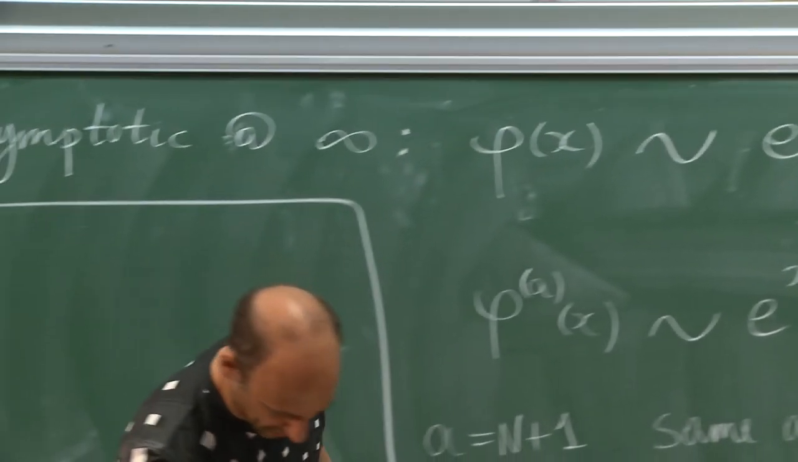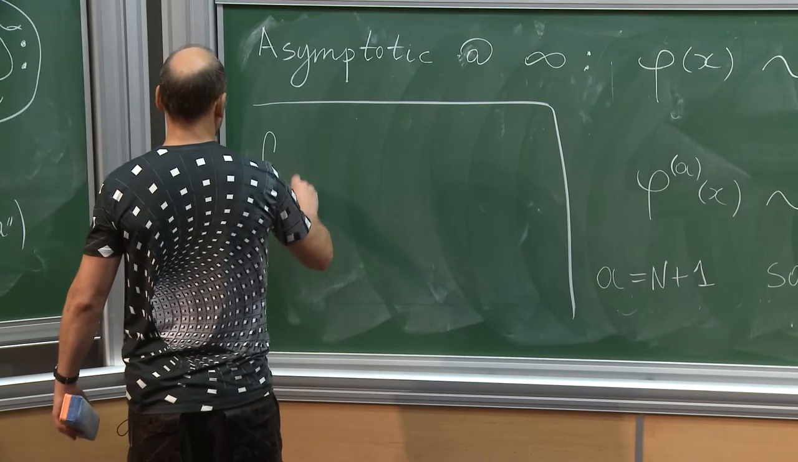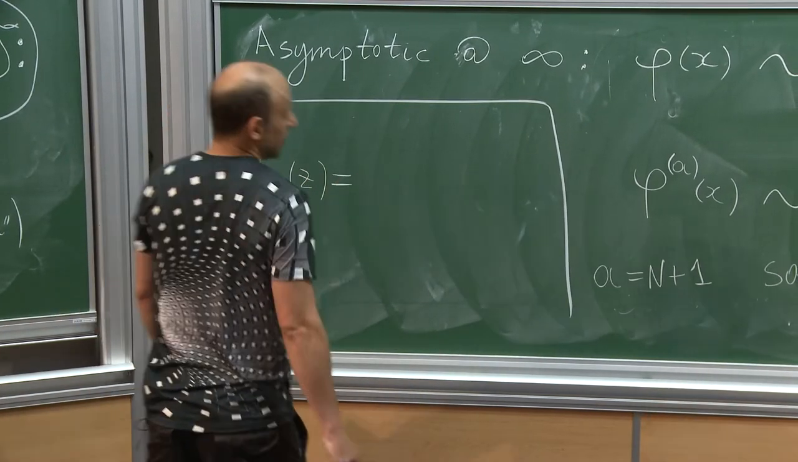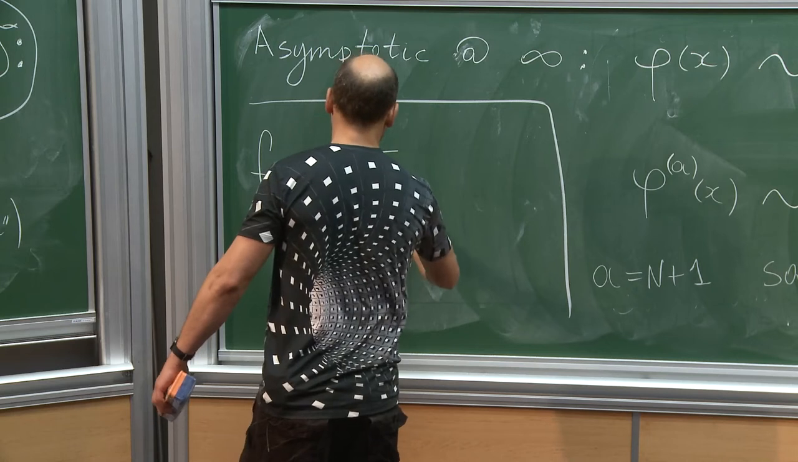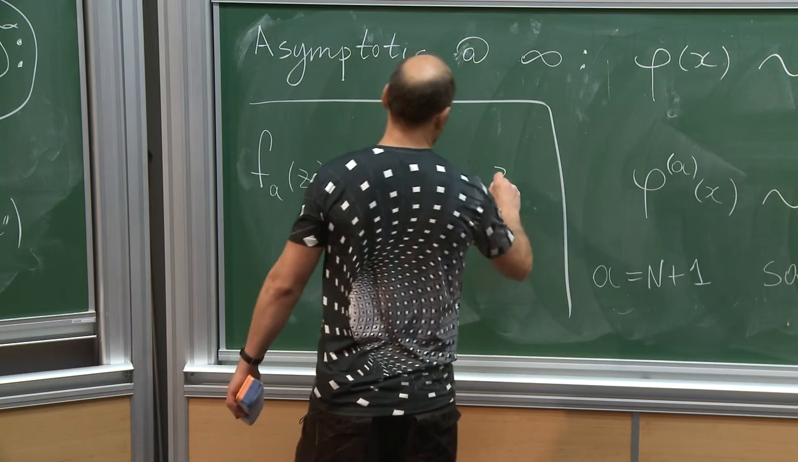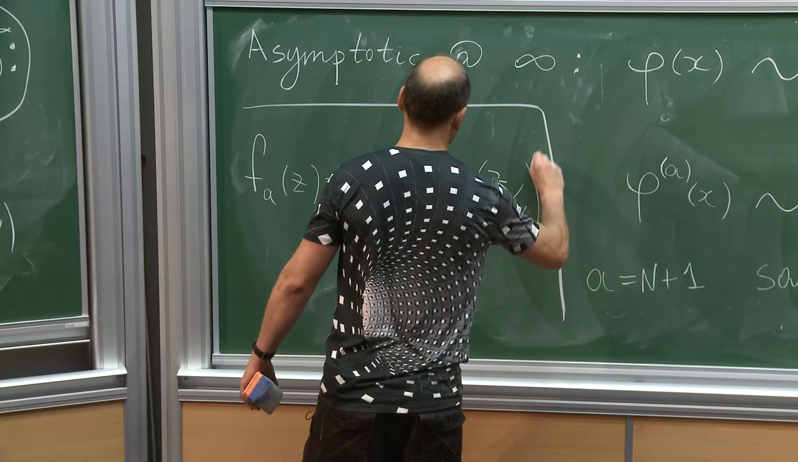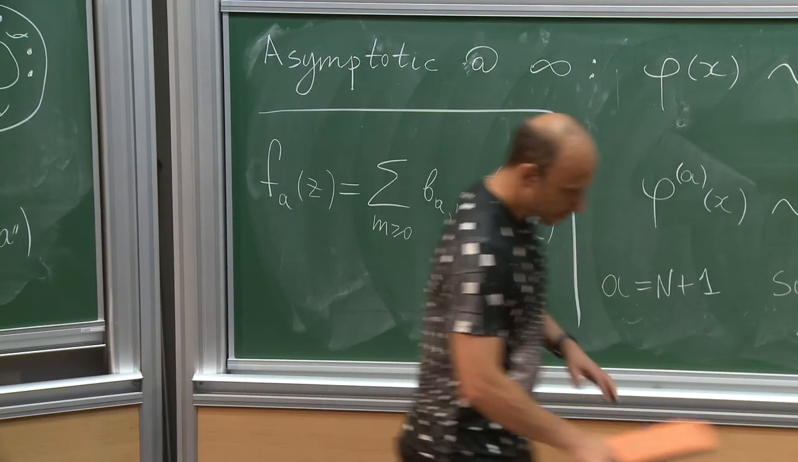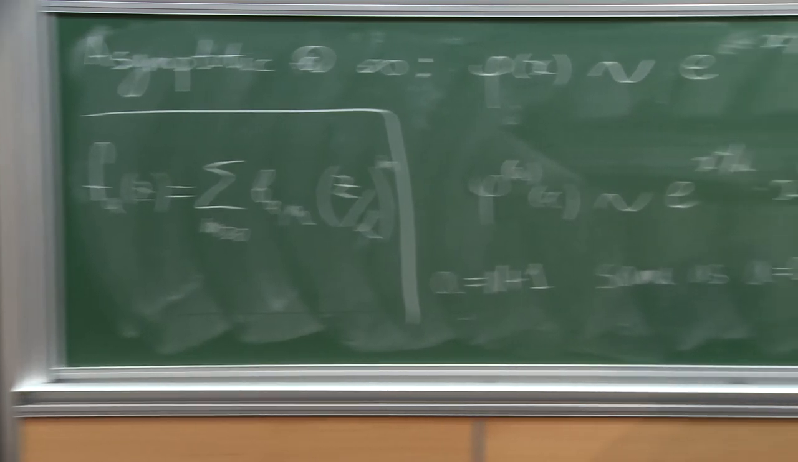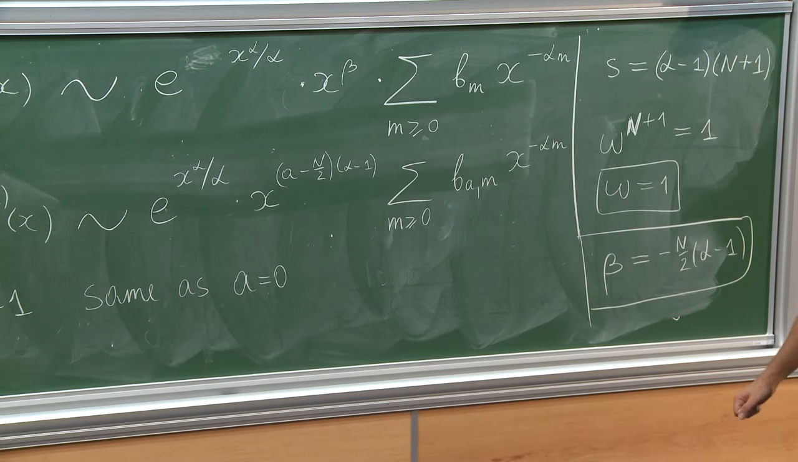And this is what we found here. Here we also found n plus 1 power series with these coefficients. So actually, f_a of z is equal to some b_{a,m}, if I'm not mistaken, something like z over alpha to the power m. So basically, the power series that you see here are precisely the power series that appear in the R matrix. And thus, we have found them all.